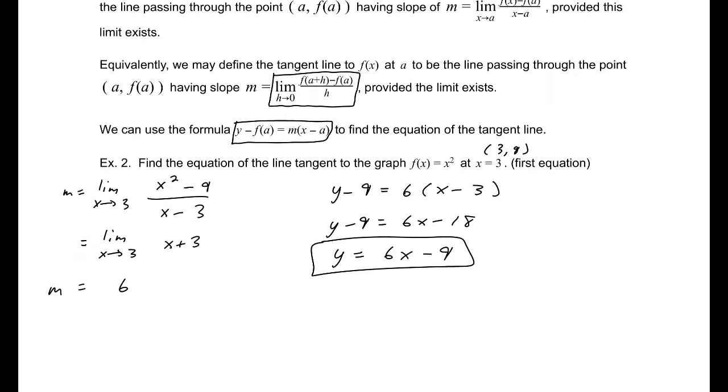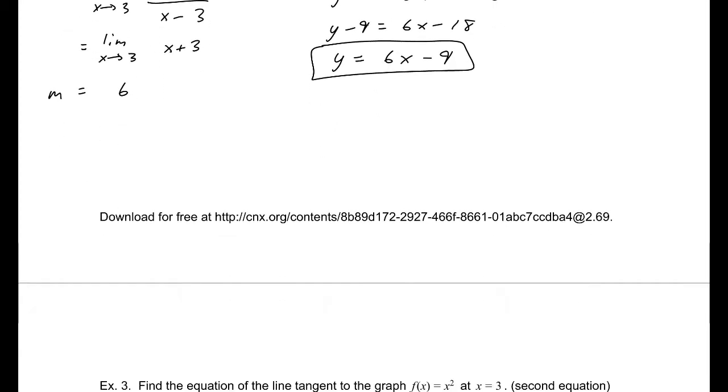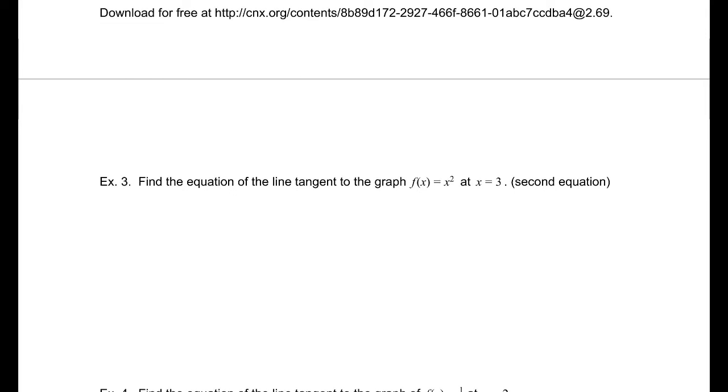Okay. Take a minute and soak that in, okay? The point of a video is that you can pause and rewind, okay? So take a minute and soak that in. See why that makes sense, okay? So I'm going to go ahead and do the same problem using the second equation.